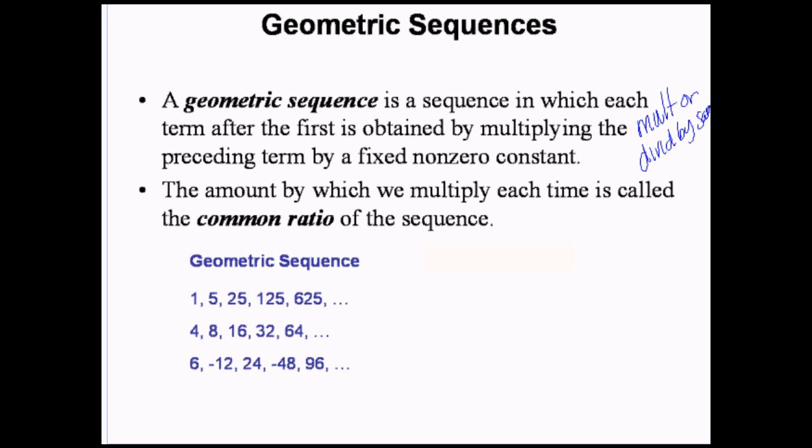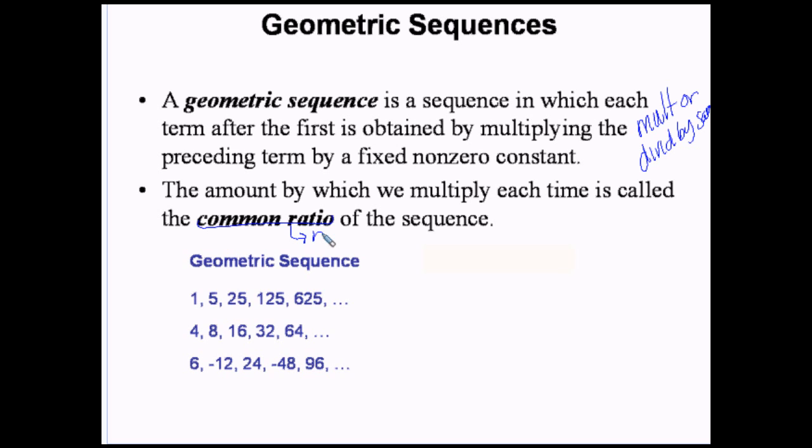Okay. So if I go here, we have a common ratio. That's what we multiply by. We call that R. 1 times 5 is 5. 5 times 5 is 25. 25 times 5 is 125. Times 5 is 625. Here I've got times 2. 4 times 2 is 8. Times 2 is 16. Times 2 is 32.